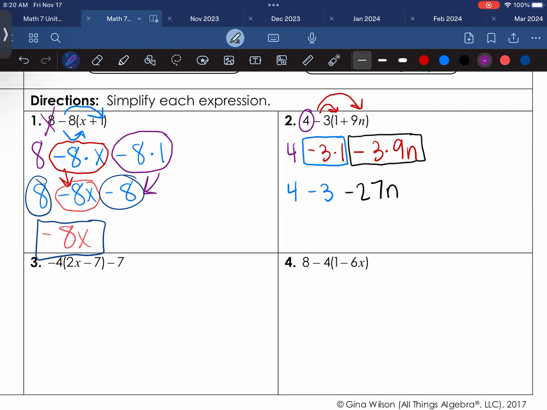Now for our final step, so we're done distributing, we need to combine like terms. So we have 4 minus 3, which gets us just 1. And then our -27n cannot combine with anything else. So that is our final answer.